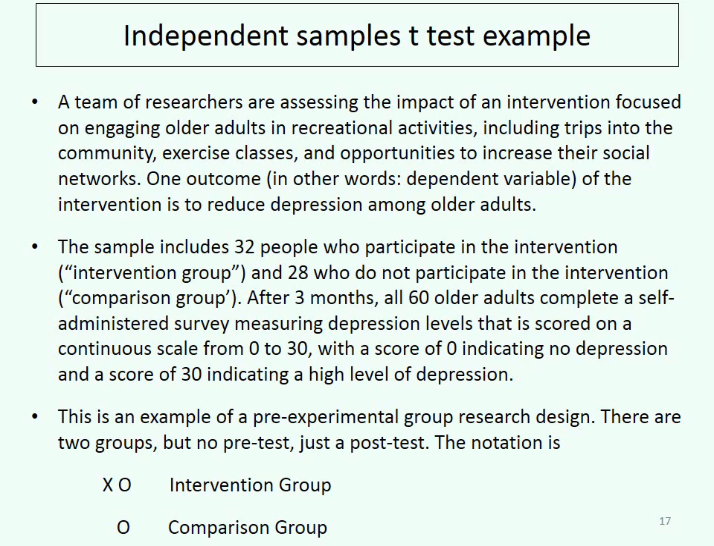The sample includes 32 people who participate in the intervention and 28 who do not participate in the intervention, considered the comparison group. After 3 months, all 60 older adults complete a self-administered survey measuring depression levels that is scored on a continuous scale from 0 to 30, with a score of 0 indicating no depression and a score of 30 indicating a high level of depression. This is an example of a pre-experimental group research design. There are 2 groups, but no pre-test, just a post-test.